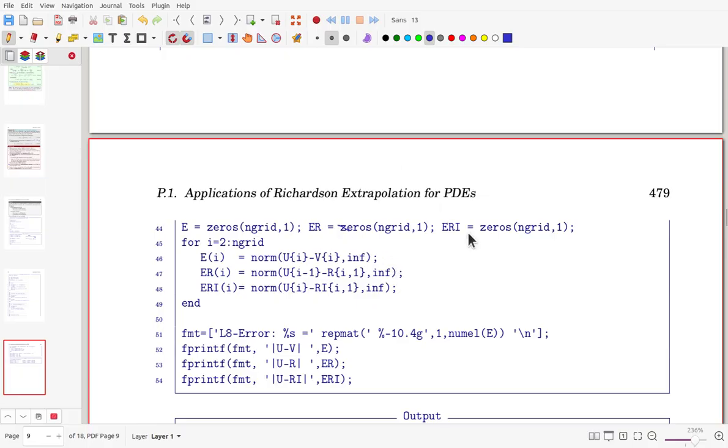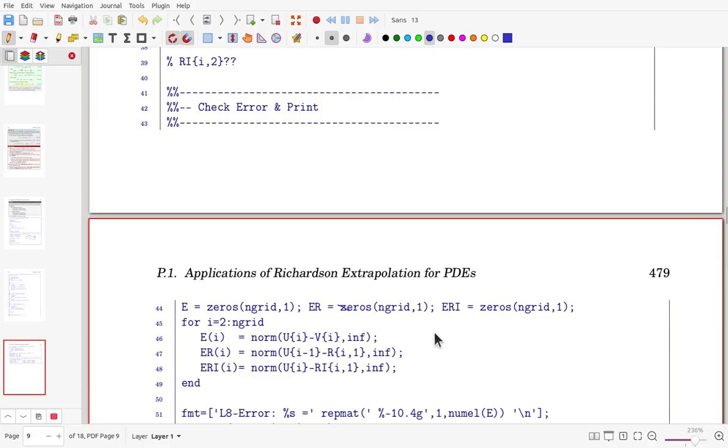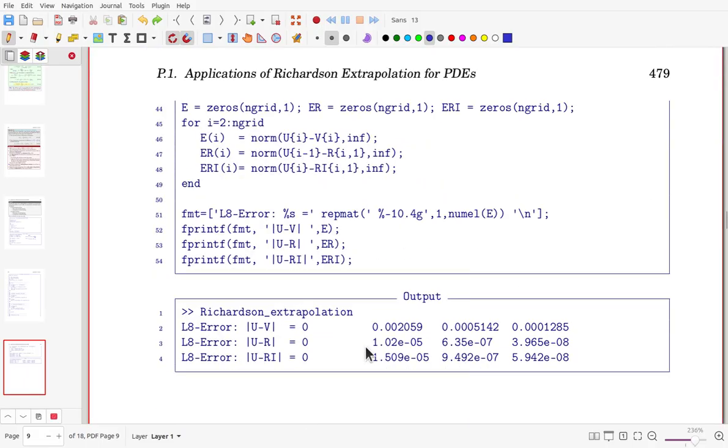Now to show you the performance of this technique, I made this a part of the error computation. Okay, E is the error between the exact value and the second order one. ER is the exact value and the Richardson extrapolated one. And ERI is now the Richardson interpolated value. Let's see the result.